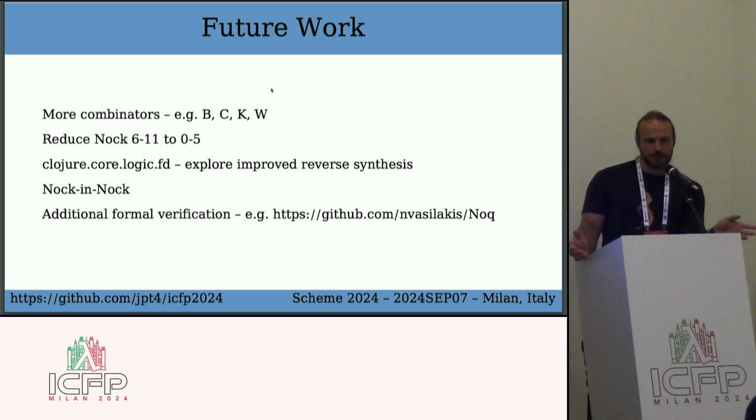There are a couple of pieces of future work I would find interesting to pursue. One is the puzzle of generating more combinators, showing the translation of, for example, Curry's BCKW combinator calculus into their Nock equivalents. There is something in the official Nock documentation which says that rules 6 through 11 are reducible to rules 0 through 5, so the last star reduction rules are reducible to the first ones. I've never seen that done explicitly. It would be cool to demonstrate that.